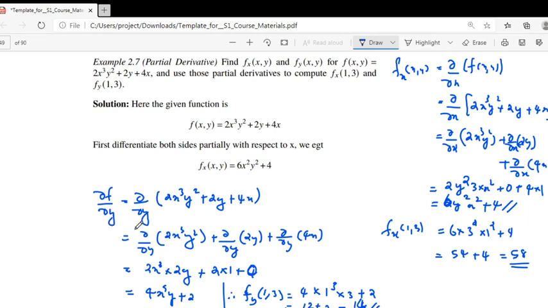So we can interpret the partial derivative with respect to y, that is fy of xy, as the slope in the direction of y. So the slope in the direction of y is 4x cube y plus 2, and that slope at the point (1, 3) is 14. So this is all about the basic operations in first order partial derivatives. We will do more problems in the next session. Thank you.